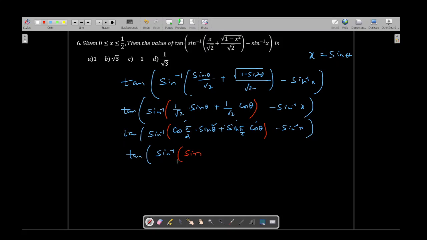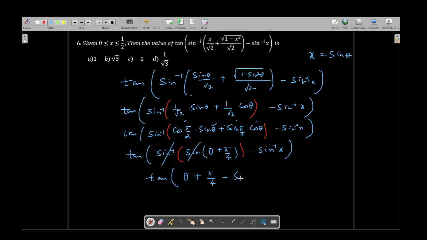So this is sine of A plus B, which is theta plus pi by 4, and this is minus sine inverse of x. So now I can cancel sine inverse and sine. So I'll get tan of theta plus pi by 4 minus sine inverse of x. But I have x is equal to sine theta, and we need to know the value of theta. So sine inverse of x is equal to theta.